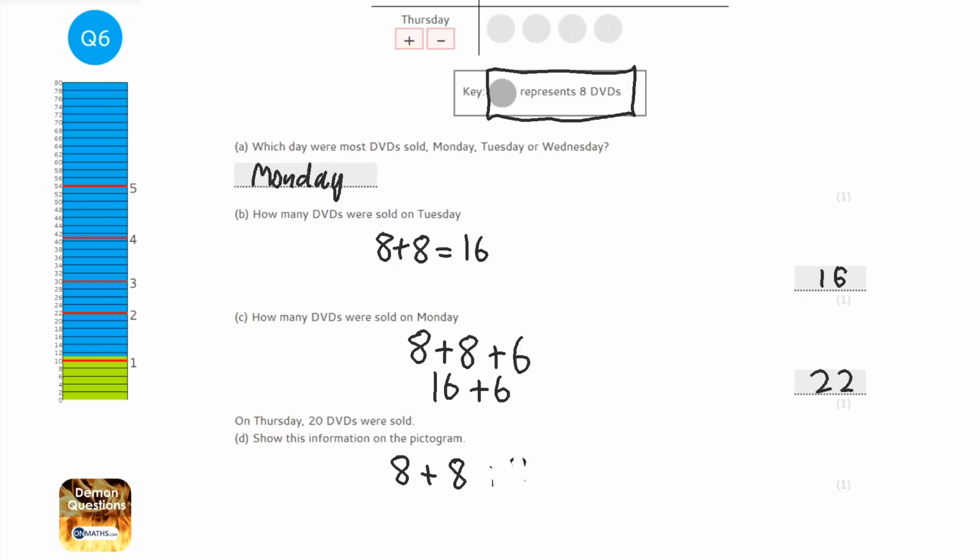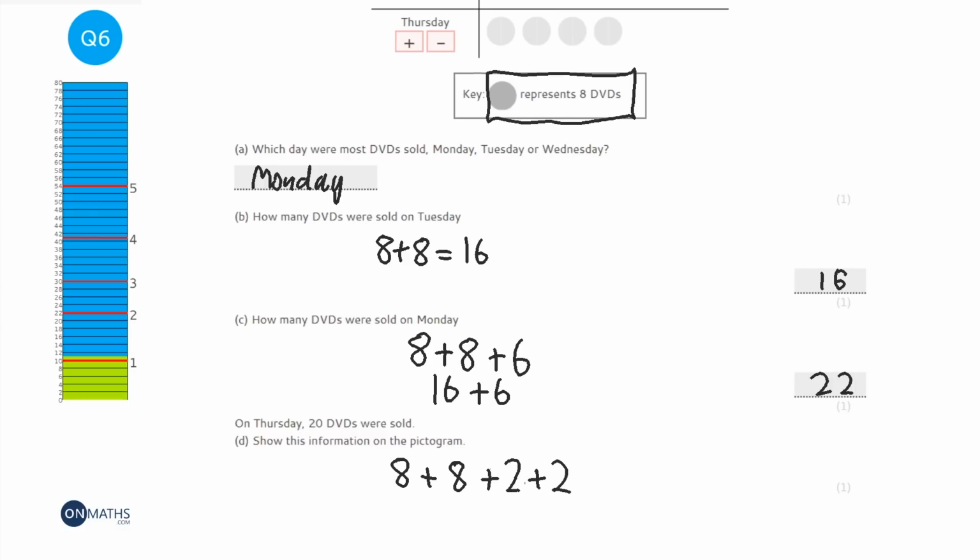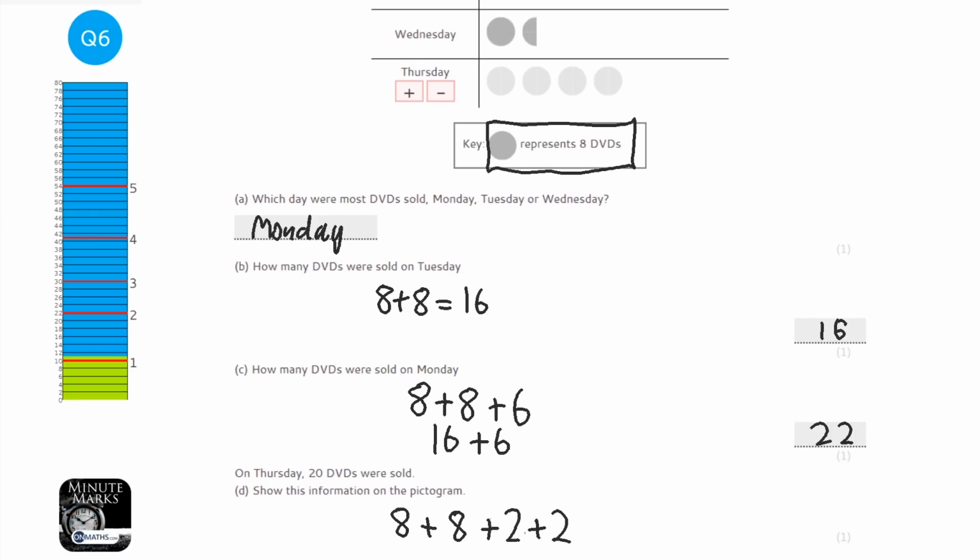So that would be too much. So we're going to have to go into those quarters. So we've got 16. How many more 2s do we need? So 16, that would give us 18, and that would give us 20. So we need 2 whole circles and then 2 quarters. So if I draw, then shade in, 2 whole circles, and then we've got 2 quarters left over, which is just a half.